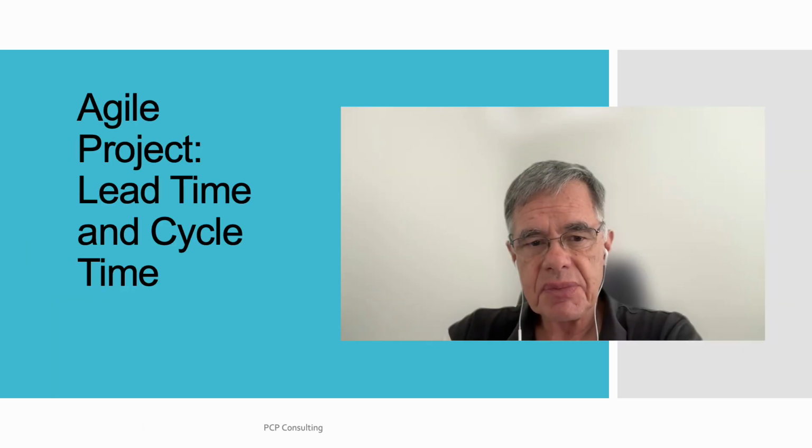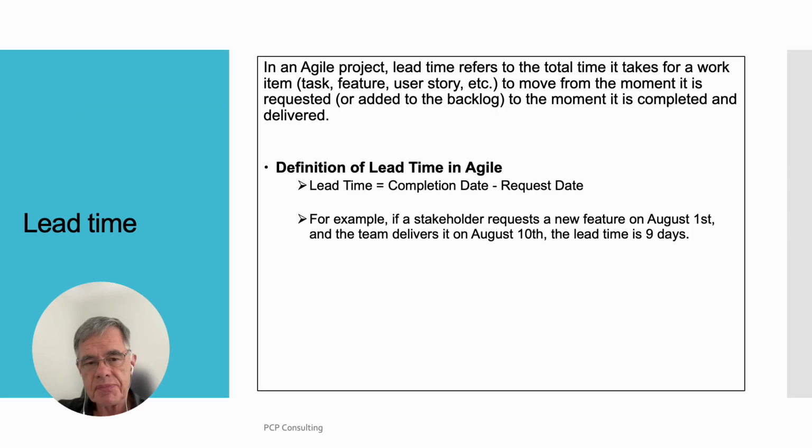Agile project: lead time and cycle time. In an Agile project, lead time refers to the total time it takes for a work item, task, feature, user story, etc. to move from the moment it is requested or added to the backlog to the moment it is completed and delivered. Definition of lead time in Agile.